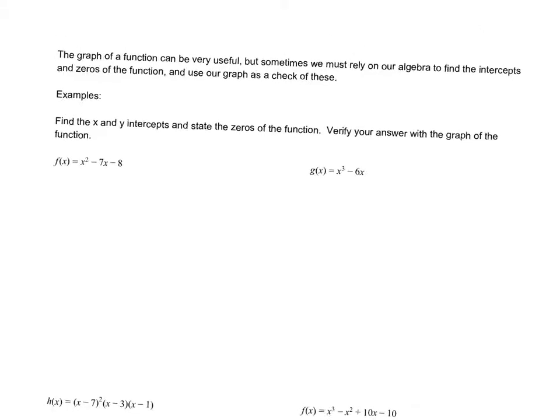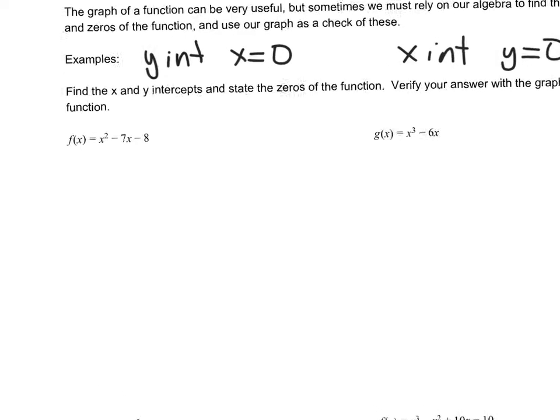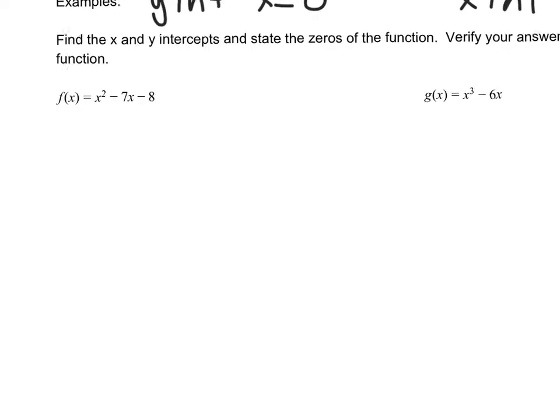So just remember, if you recall from what we said, all y-intercepts are where x is going to be equal to 0, and all x-intercepts are going to be where y equals 0. So armed with this knowledge, we can actually figure out what these zeros are.